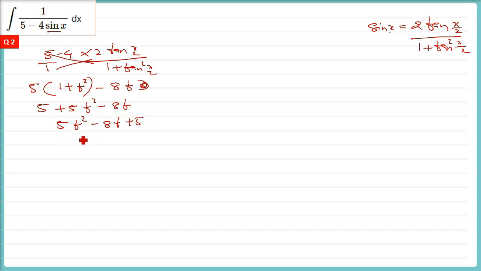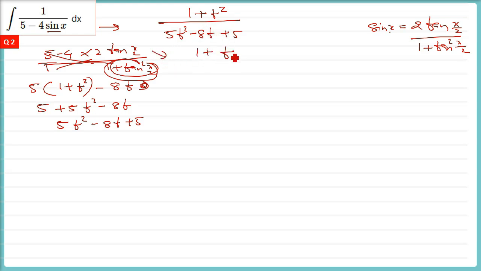So let's make it a perfect square first. Now the denominator will also have, because we have just taken the denominator, a 1 plus tan² x/2. So let me write it here, 5t² minus 8t, please remember t is tan x/2. And this 1 plus tan² x/2 will go up in the numerator. So 1 plus tan² x/2 divided by 5 tan² x/2 minus 8 tan x/2 plus 5. So now let me just replace t by tan x/2.